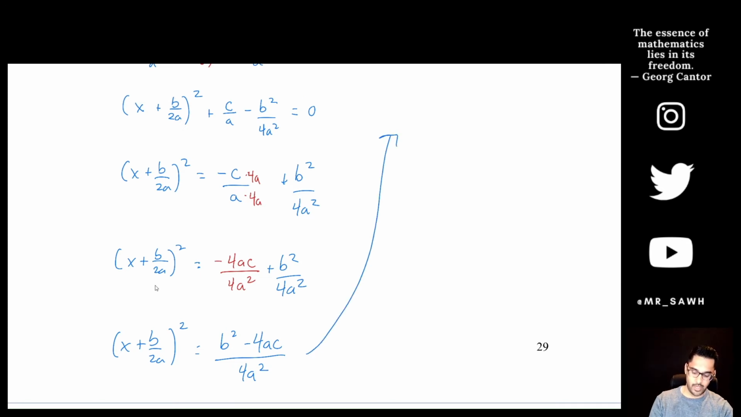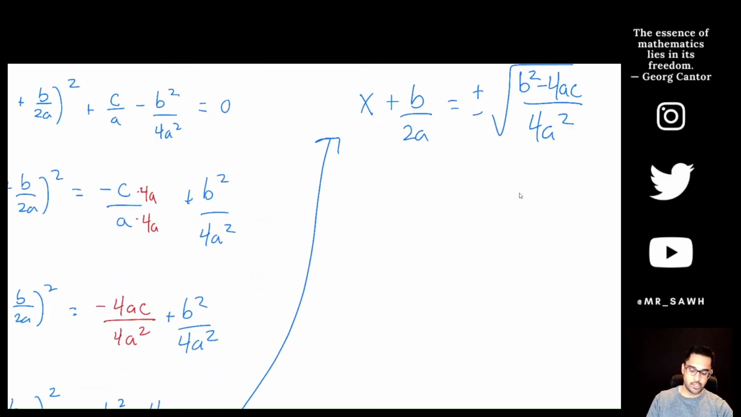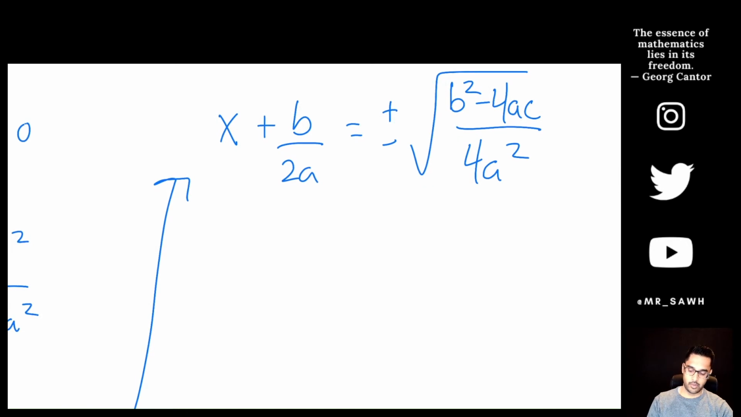So if I square root now, I get x plus b over 2a equals... well, now I'm going to square root everything. So plus or minus the square root of the whole right side: b squared minus 4ac all over 4a squared. Now if I square root a fraction, I'm going to square root the top and then square root the bottom. The numerator of that fraction is not a perfect square, but the denominator is. The denominator is a perfect square.